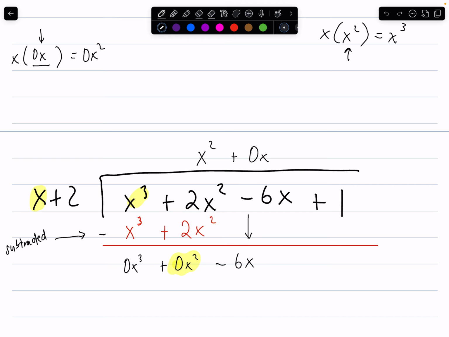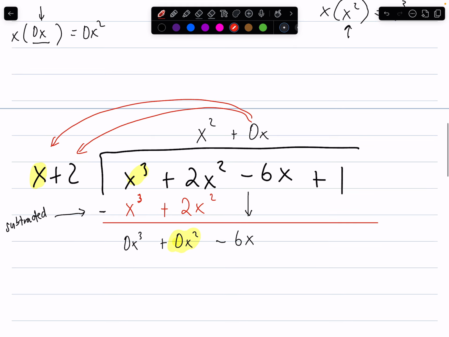So 0x. Now that I got my 0x, I'm going to take that 0x and multiply it back to both of these guys. So what will I get? 0x times x will give me 0x squared. And 0x times 2 will give me 0x. And now I'm going to subtract these guys. So remember, subtraction again. It's always being subtracted when we go down.